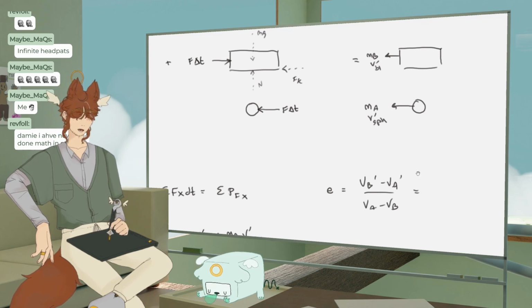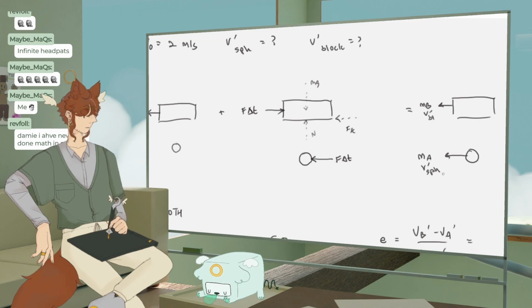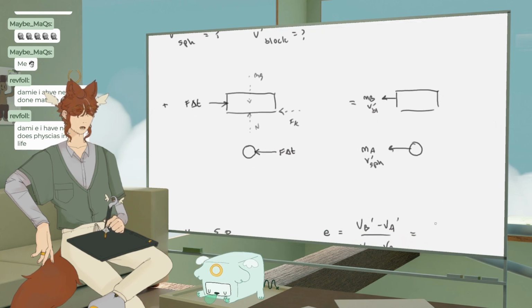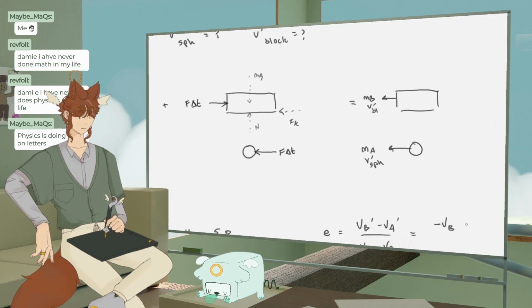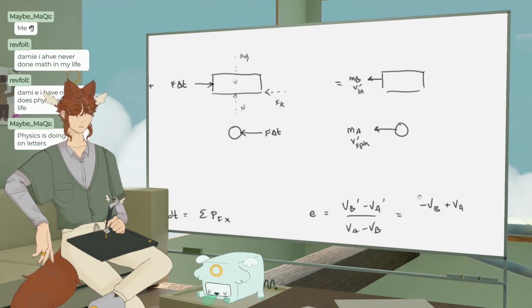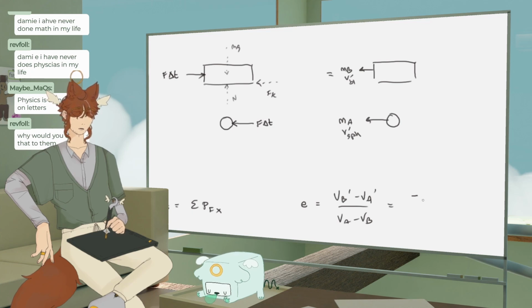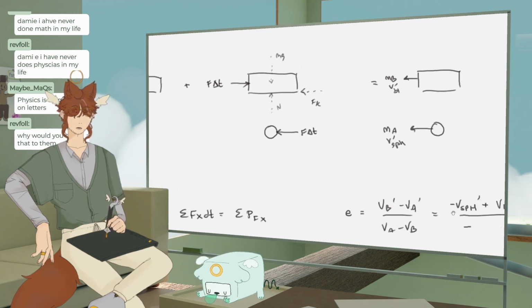God, this song is such a banger. Okay. Basically it's saying, should we add them or subtract them? In this case, we're gonna subtract them for the top part of this equation, because they're both going in the same direction. So it would be negative VB plus VA, because physics is doing math on letters. Math is also doing math on letters. Okay, wait, I'm gonna call VB the sphere, so this will be negative V sphere plus V block. These are both prime, over VA, which is gonna be the negative VO.